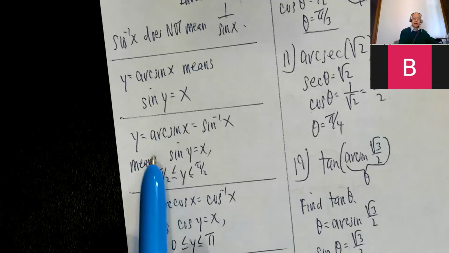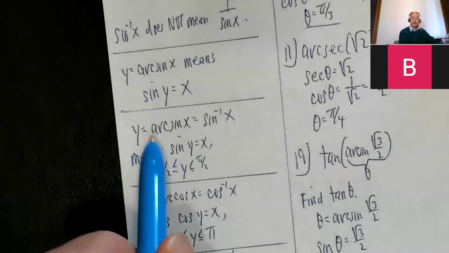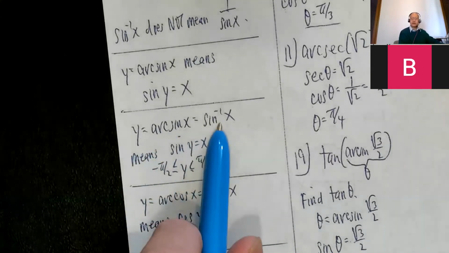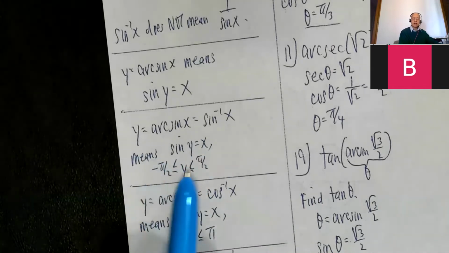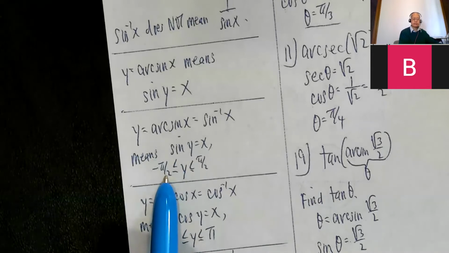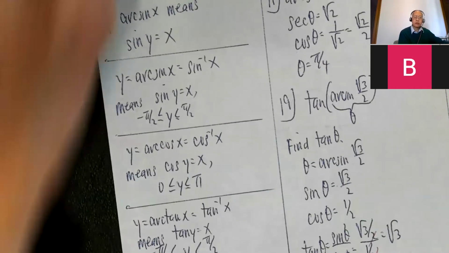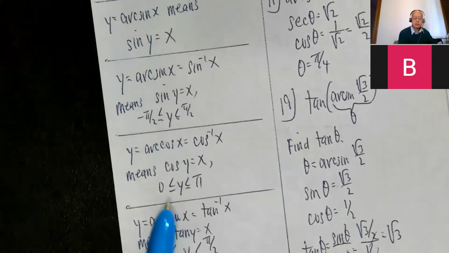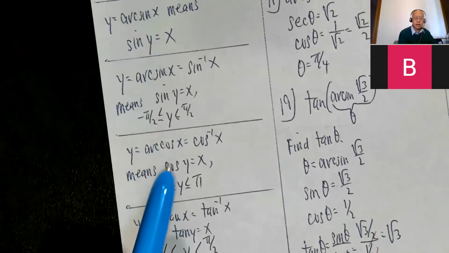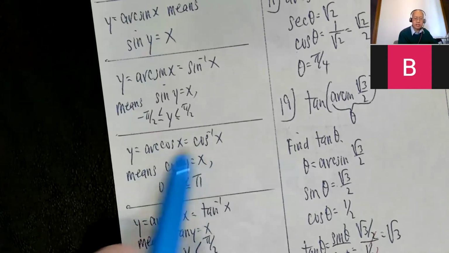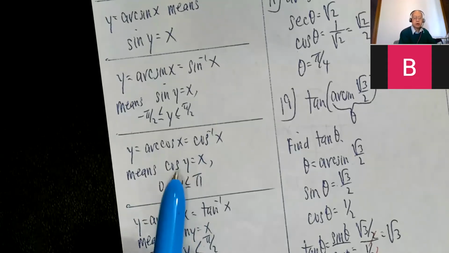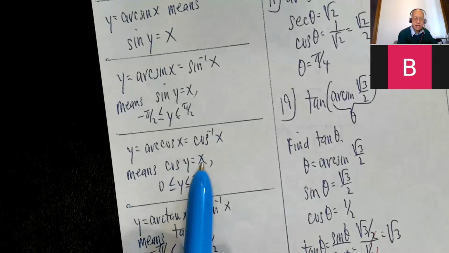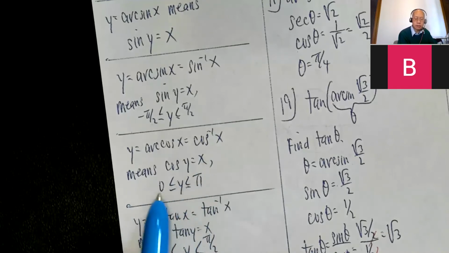So here we are. Y equals arc sine of x or inverse sine of x means sine of y is x and the angle is between -π/2 and π/2 inclusive. And you're welcome to put this on your formula sheet if you wish. Y equals arc cosine of x or inverse cosine of x, these mean the same thing, means you just switch around x and y. Cosine of y equals x and the angle is between 0 and pi inclusive.